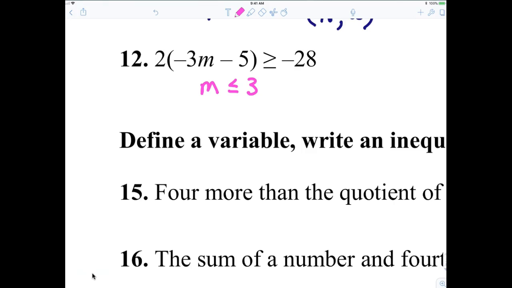What I'm trying to show you is you have to do it yourself. Eventually you'll get better at it, and it should be simple. Everybody in here can divide by 2, add 5, and divide by 3. The only mistake kids make is they forget to change the sign because you divided by a negative.